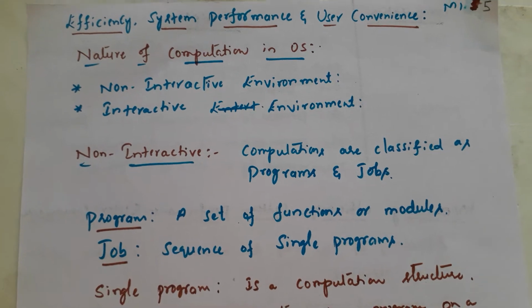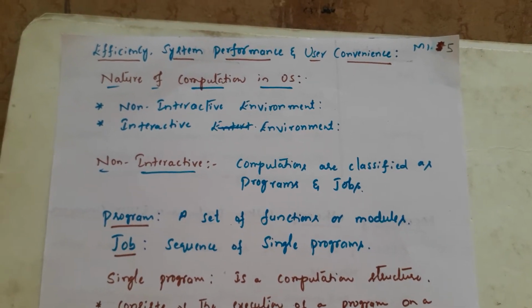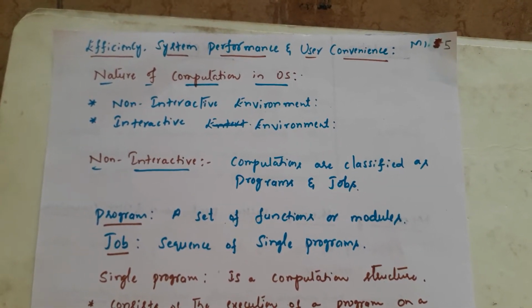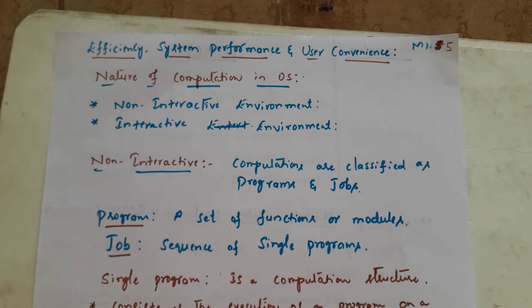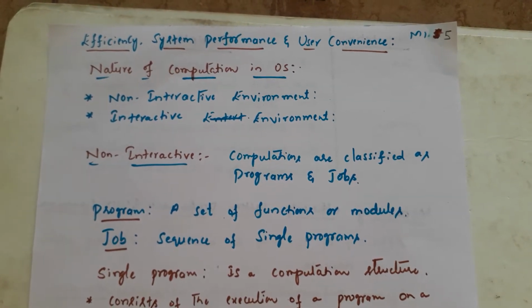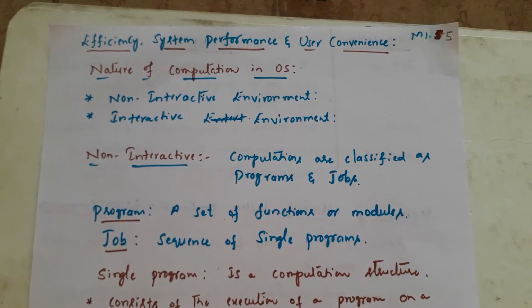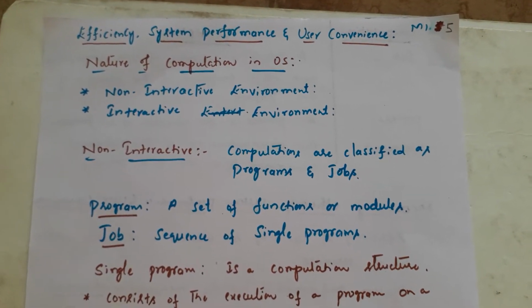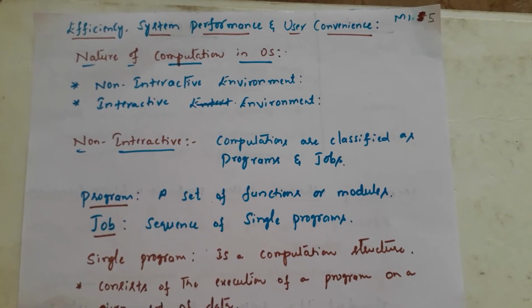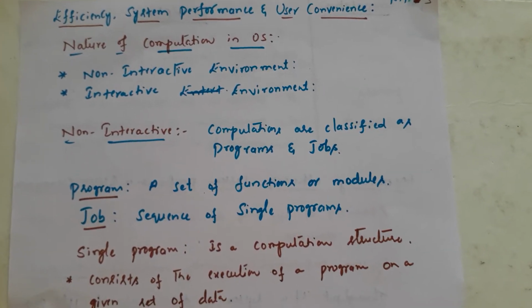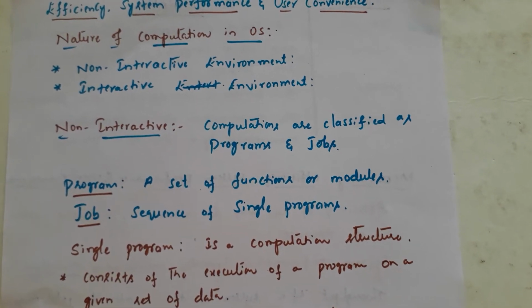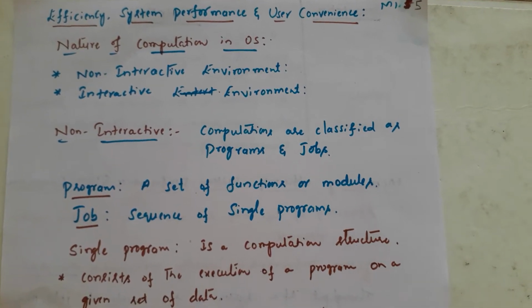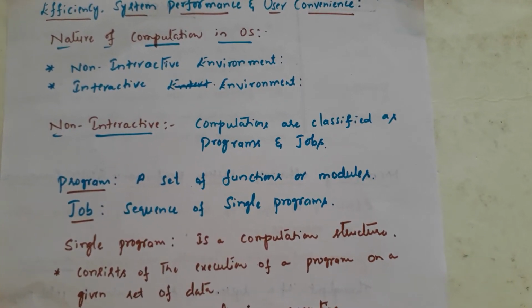The non-interactive environment says that whatever computation you want to work, you have to give it to the operating system for processing, and you have to wait for the result, and based on the result you can say how efficient your operating system is. Similarly, in an interactive environment, a user can ask for a computation with his or her own program by sending a sub request, and how easily or how effectively you are getting the response for that particular sub request decides how efficient your operating system is.